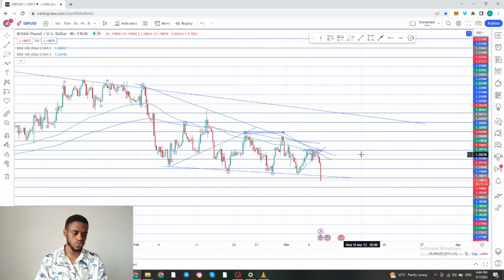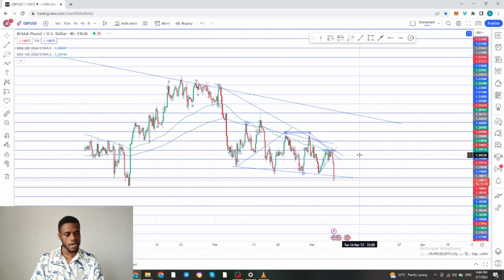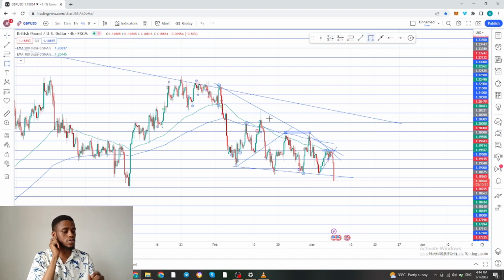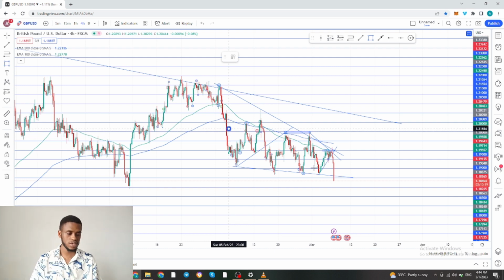So the first thing I do on my 4-hour time frame is I determine the main trend. And if you look back in history, you see that we've been in a downtrend. Price has been making lower lows, lower highs, lower lows, lower highs consecutively.